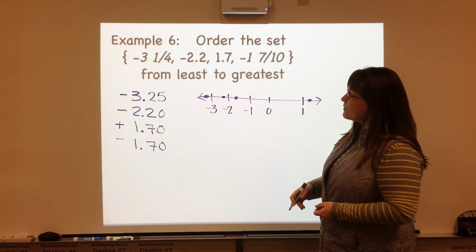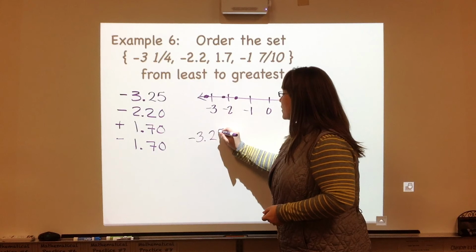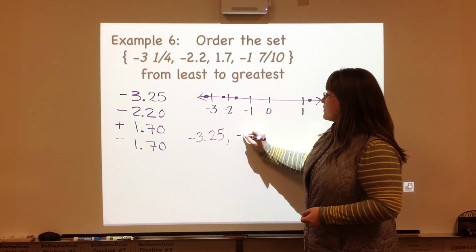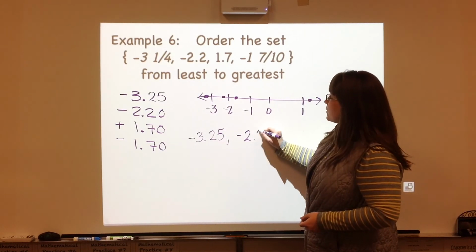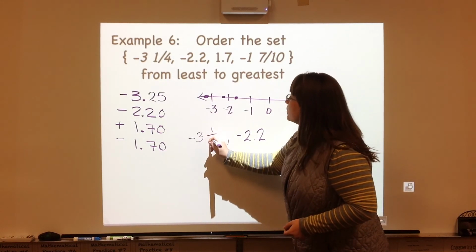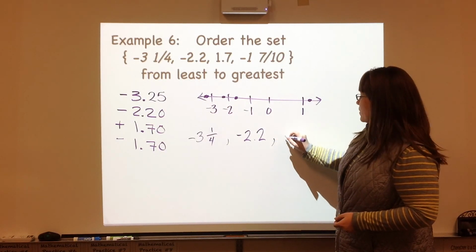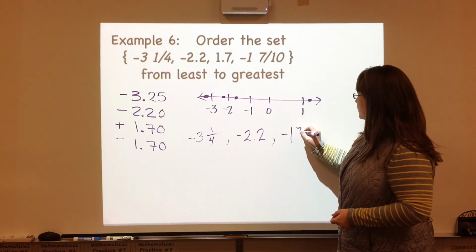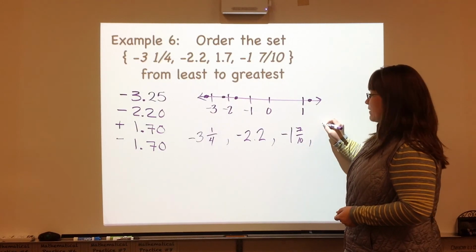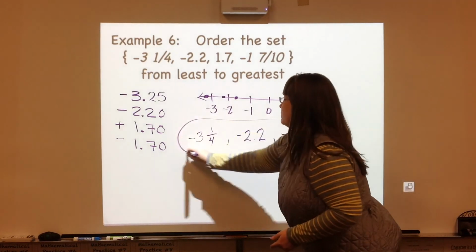So now we have -3.25 is our smallest. Then we have -2.2, and sorry, I'm going to change this to the form of a mixed number. There we go. Then we have our -1 and 7/10. Finally, we have our positive number, which is the biggest. So there you have it.